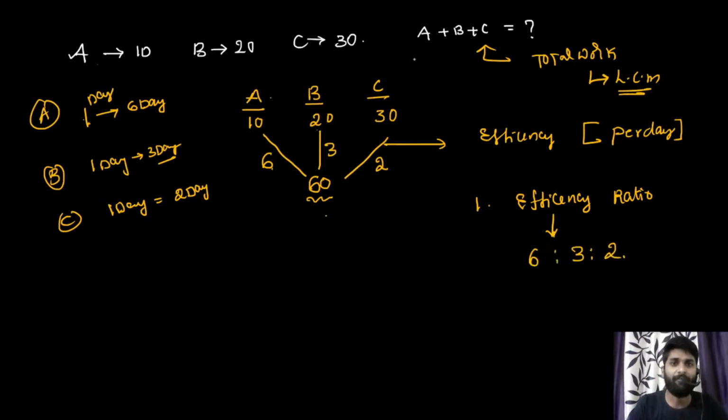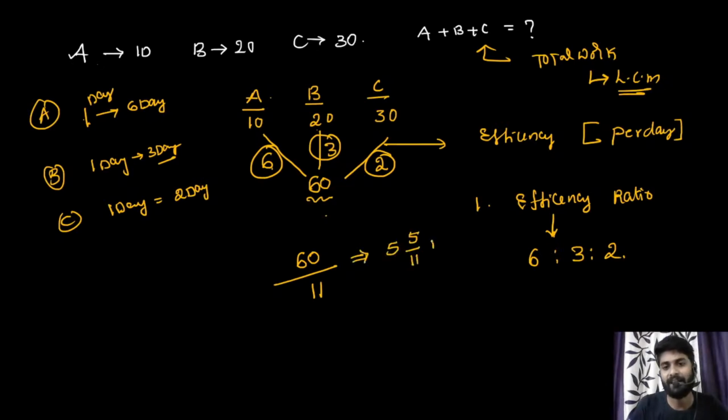Here my question, if all are working together, how many days does it take? See, we need to complete 60 units guys. A does 6 units, B does 3 units, C does 2 units. So the total value becomes 60 by 11. So 60 by 11 becomes 5 by 11 days. If all are working together, the work is completed in 5 5 by 11 days.